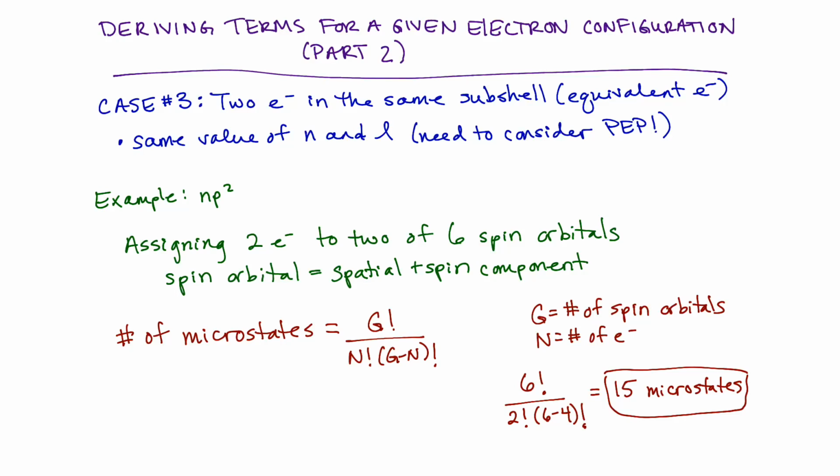Okay, this is part 2 of our deriving terms for a given electron configuration series of videos. So in this video we're going to discuss the third case of electron configurations, where we have two electrons in the same subshell, also known as equivalent electrons. In this case we have electrons that have the same value of n and l, and we need to consider the Pauli exclusion principle. So it gets a little bit more involved than our previous examples, but it's not too bad.